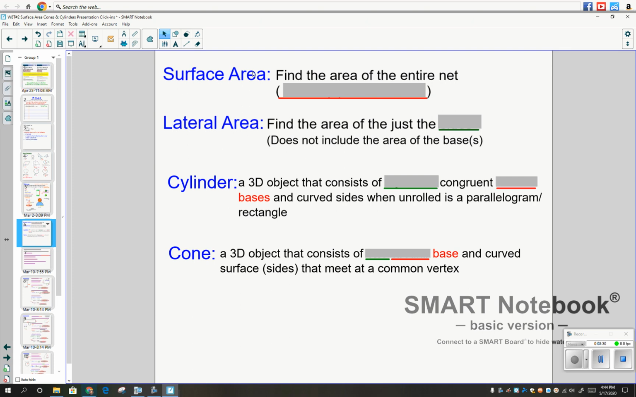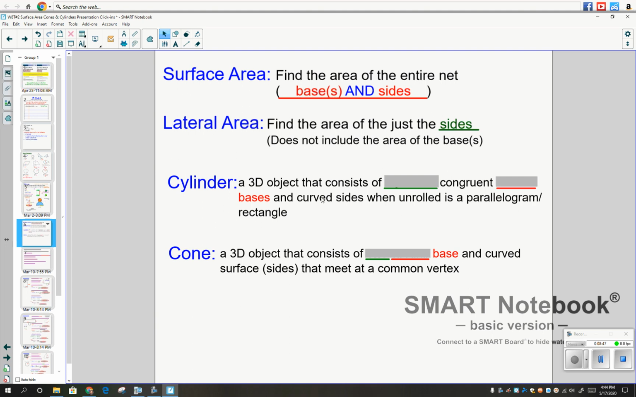So remember from task number 1, surface area is the area of the entire net. It is the base or bases and the sides, whereas lateral area is just the area of the sides, and does not include the bases.